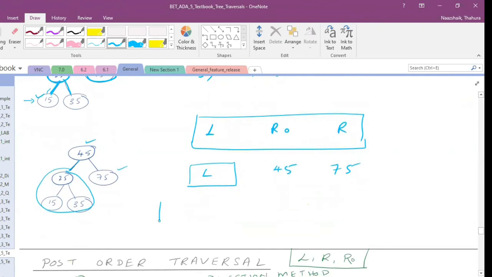Now this, if I have to expand, how will I get? Left, root, and right.